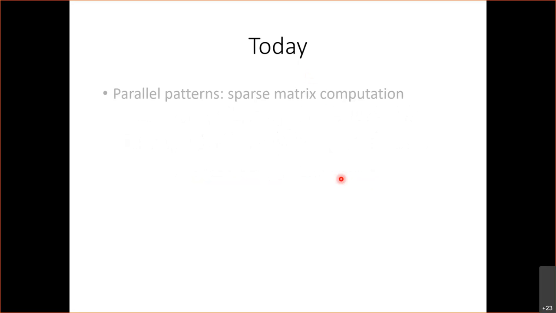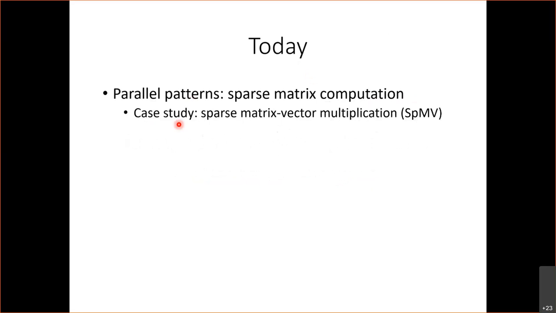So what we will look at today, like I said, the parallel pattern we're looking at is sparse matrix computation. Now, there are a lot of different things that we do with sparse matrices. What we will be focusing on to showcase some of the challenges that we face when we do sparse matrix computations is one case study, which is sparse matrix vector multiplication, or SPMV. There's all kinds of other things we do with sparse matrices, but we could spend a whole course on that, and we don't have enough time for that. So we'll only be doing two lectures on sparse matrix computations. And during these two lectures, we'll be focusing on sparse matrix vector multiplication as our case study.